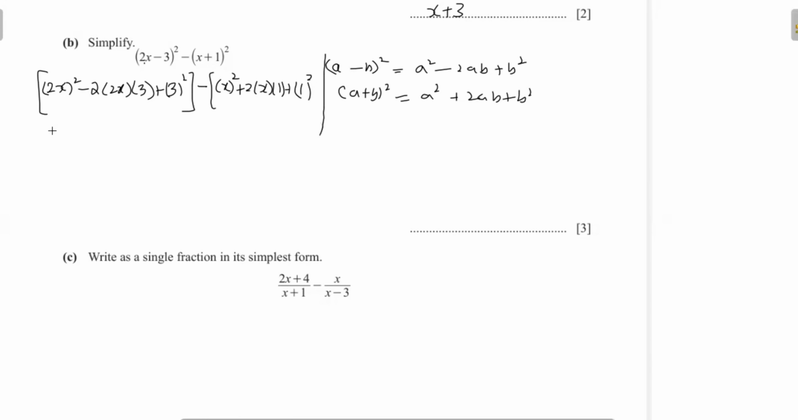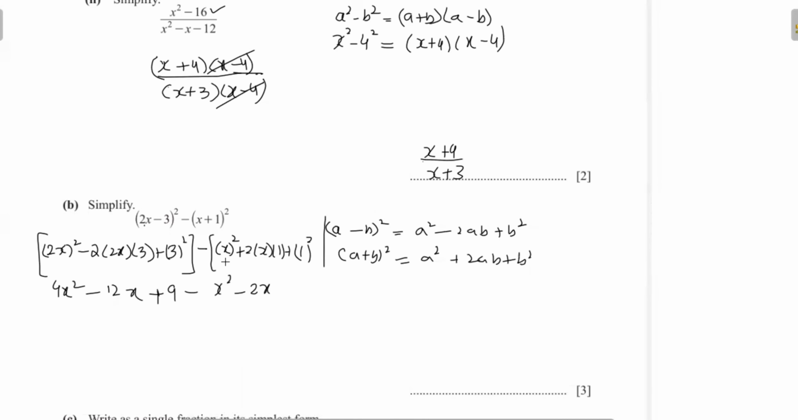And we can write this as 4x square minus 12x plus 9 and minus x square minus 2x minus 1. We can write this 4x square minus x square, that's equal to 3x square, minus 12x minus 2x, and this will be equal to minus 14x, and the next, plus 9 minus 1, that's equal to plus 8. And this is the answer.